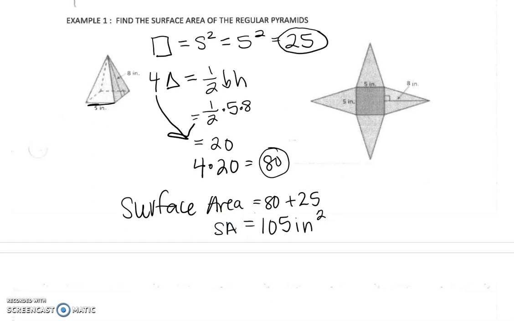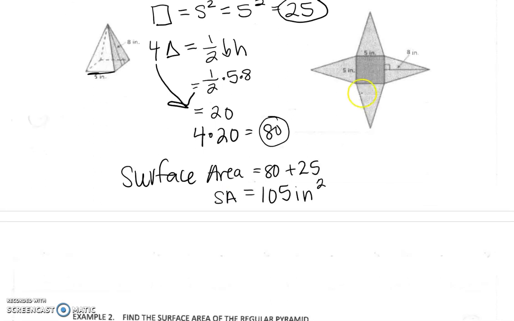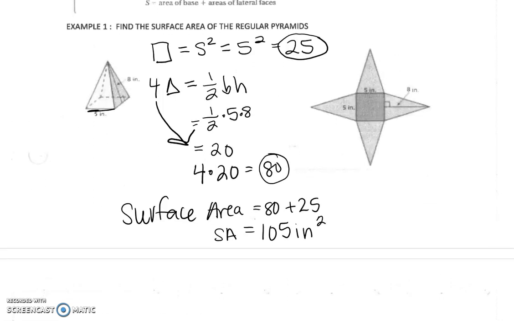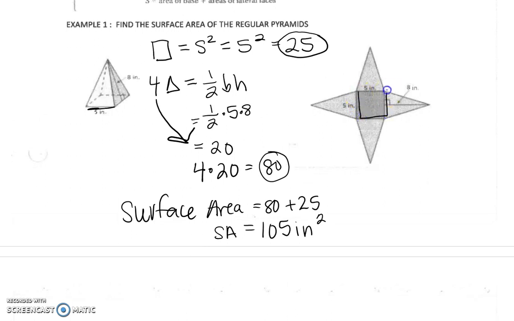And this is just what it looked like. So if this helps you, you could have drawn what's called a net. So the net, there's my same base, which is 5 times 5, which is 25. And then each of these triangles was 20, 20, 20, and 20. Okay, so that's where my 25 and 80 comes from. Same answer. Those are the same problem.